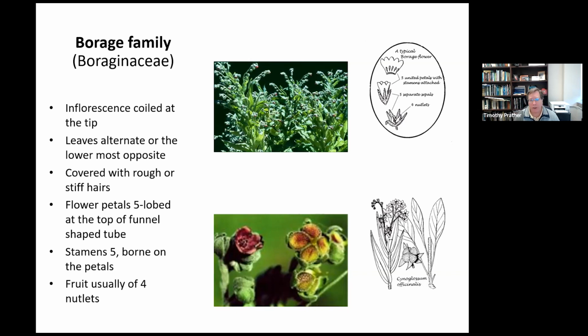And another one that has quite a few weedy species in it is the borage family. They have an inflorescence that's coiled at the tip, and I'll show you a picture of that. Leaves are mostly alternate. They have rough and stiff hairs, and the flower petals are basically in fives, and when you look at the male flower parts, the stamens, there's 5 of those, and the fruits usually are what's called 4 nutlets, and you can see that here in the bottom picture. You can see the fruits developing there in the hound's tongue.